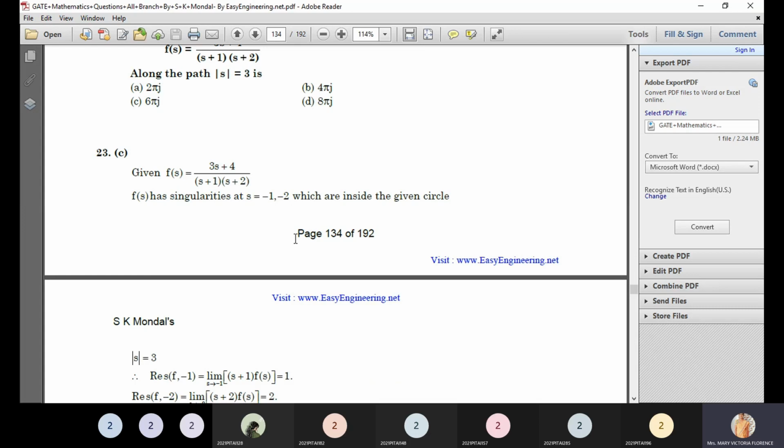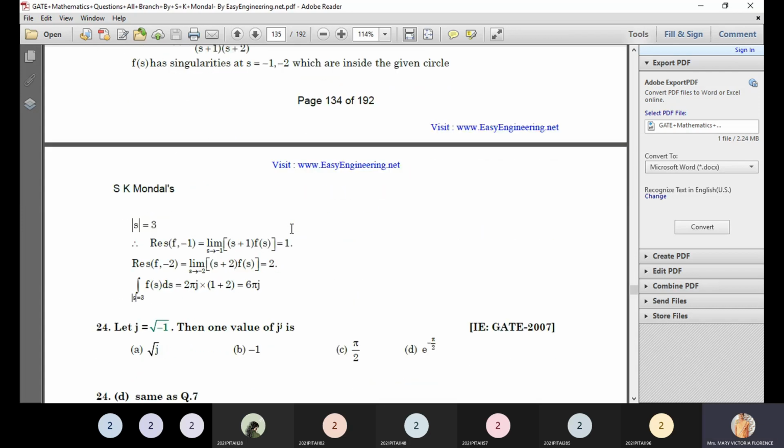We will be getting the values s equal to minus 1 and s equal to minus 2, which are inside the given circle having radius 3. Radius 3 means left side minus 3, right side plus 3. So the values 1, 2, minus 1, minus 2 lie inside the circle. So both the points lie inside the circle. So we have to find the residue at minus 1 and also the residue at minus 2.